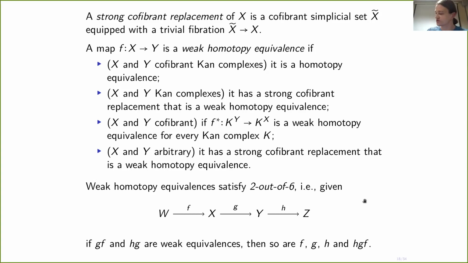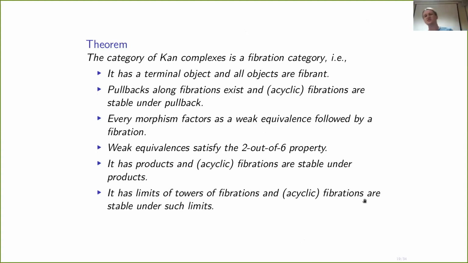The reason I'm doing this is that, as an intermediate step towards the proof of the model category axioms, I'm going to use something called a fibration category. I'm going to show that the category of Kan complexes is a fibration category, which means it satisfies the following axioms. It has a terminal object and all objects are fibrant. Pullbacks along fibrations exist, fibrations are stable under pullback, and acyclic fibrations are also stable under pullback. Every morphism factors as a weak equivalence followed by a fibration. Weak equivalences satisfy 2 out of 6.